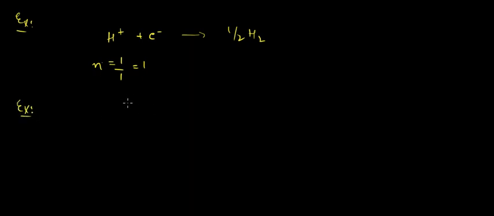Next we have Cl2 plus 2 moles of electrons, which accepts 2 moles of electrons to form 2Cl minus. So the n factor here would be 2. How?